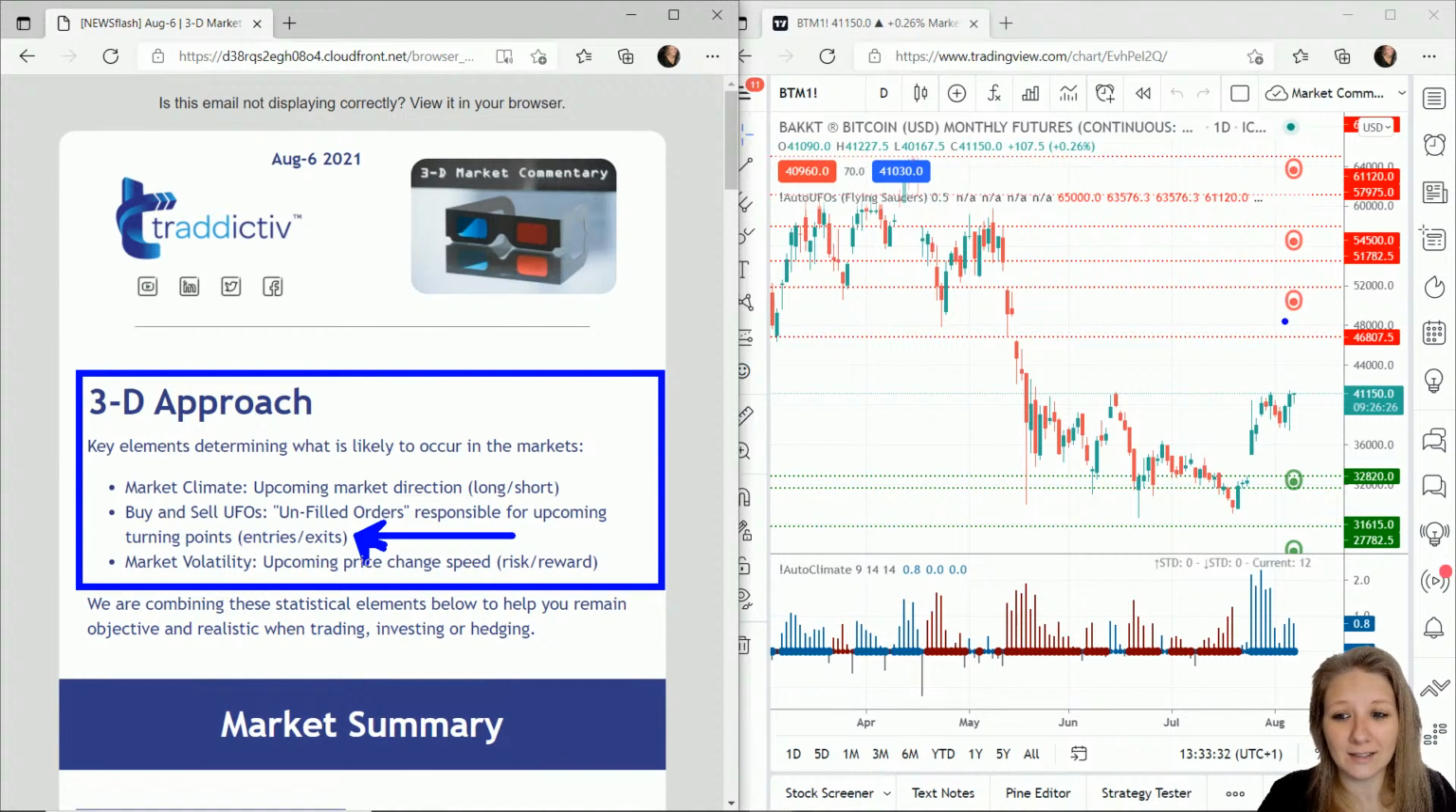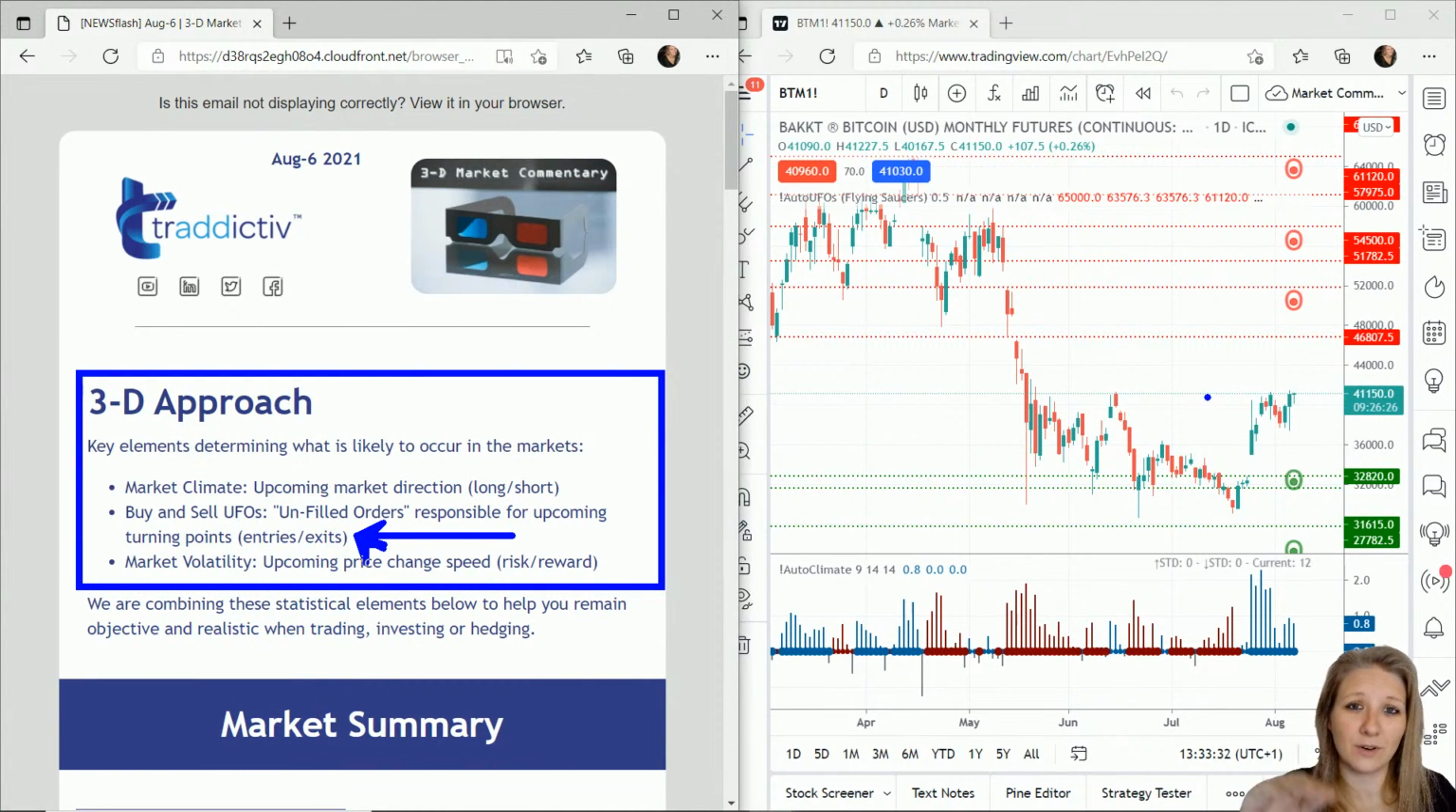If we're selling, then we want to sell where there's lots of sellers. That's where the red UFOs show us where we should be selling because those are where other sellers are. If we're selling, we want to sell with lots of other sellers because it's much more likely to push price down. The more sellers there are, the more likely price comes down. So we use these to help us specifically with our entries and exits.